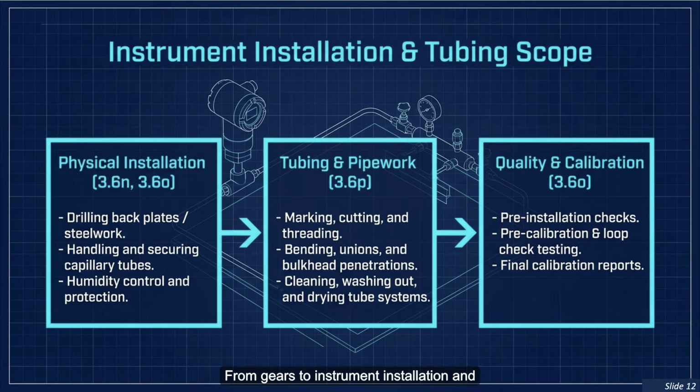Switching gears to instrument installation and tubing scope for a second. It is definitely not just about physically bolting a transmitter to a stanchion. It is a comprehensive three-stage process, and once again, it's all wrapped into a single fixed rate. First up, the physical installation: drilling backplates, handling capillary tubes, and dealing with humidity control. Second is the complex tubing and pipework. That means marking, cutting, bending, dealing with unions and bulkhead penetrations, and washing out the tube systems. And third, the quality and calibration phase. So pre-installation checks, pre-calibration, loop check testing, and the generation of final calibration reports. If your team only prices the physical bolt-on time, your profit margin on instruments is pretty much already gone.